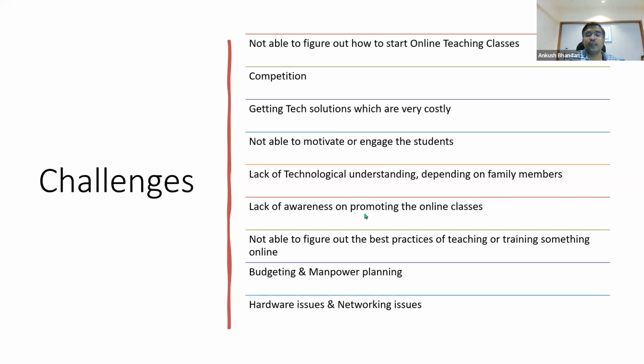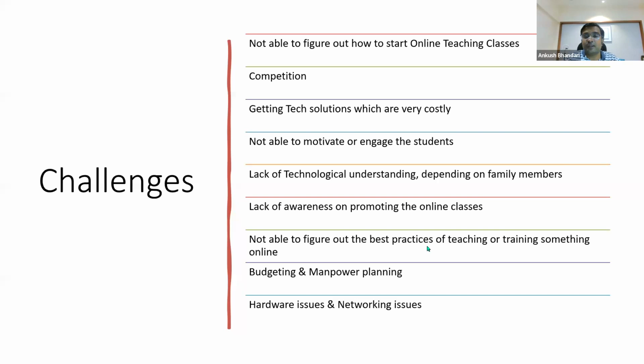Lack of awareness in promoting the online classes. Generally in online teaching, getting the first 4 or 5 students is easy, because in the first batch you get the kids of your friends, relatives and neighbors. But after the first batch is over, it becomes very difficult to get the remaining students, because we are not aware of how to promote the classes through digital media.